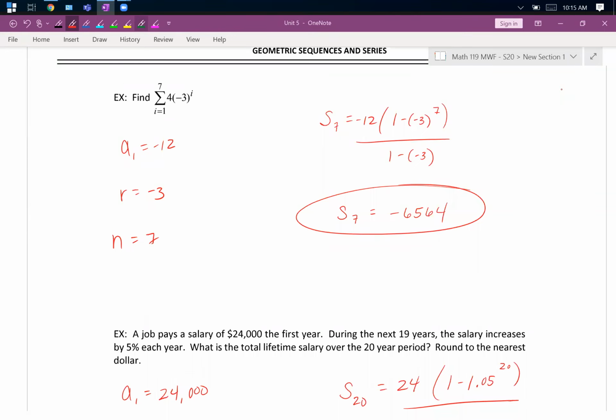All right, so I'll re-say everything I just said. To get our a sub 1, all we're doing is plugging 1 into our formula for i, and we get negative 12. The r value is whatever is being raised to the variable power. It's the base of the exponential portion of our function. And our n value is up top. So then we plug it into our formula. Anybody have any issue getting a partial sum of negative 6,564?